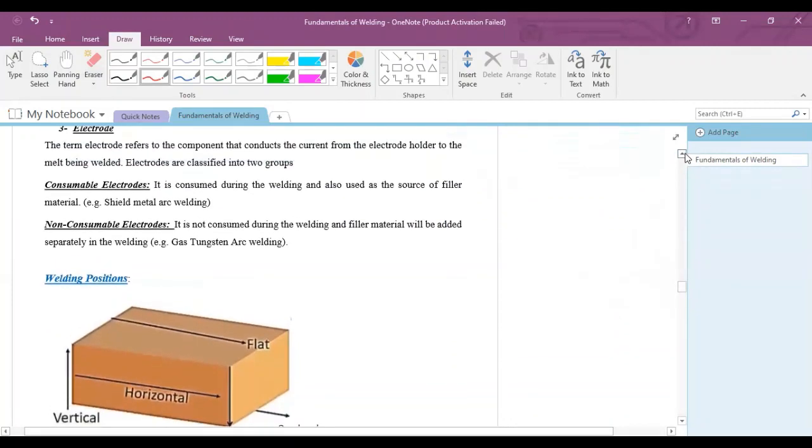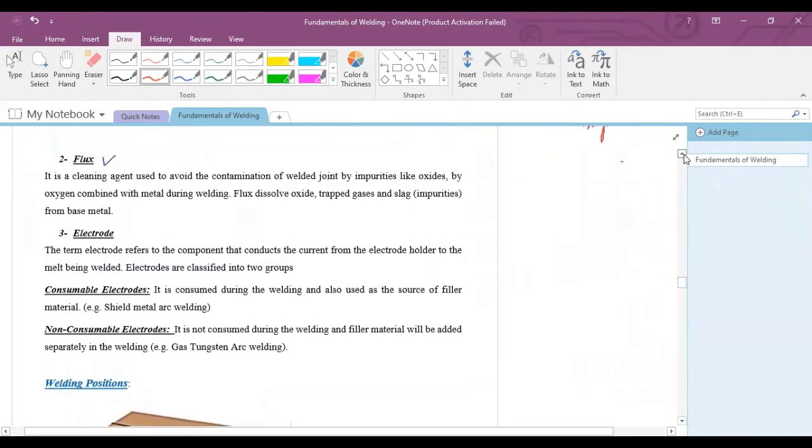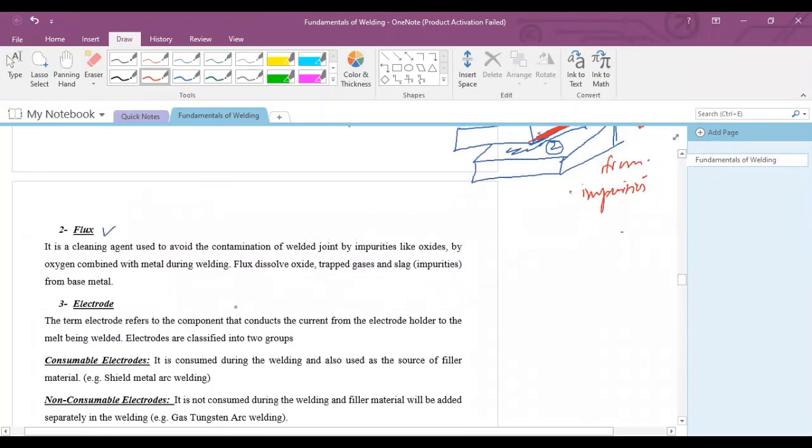Number three is the electrode. This is the main component of the welding, the most important component in welding. During welding, there is this workpiece. These two are the workpieces, and we call them the base metal.